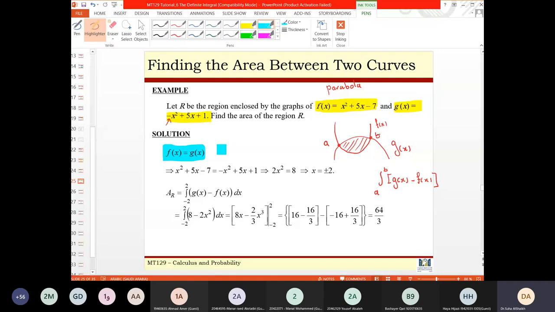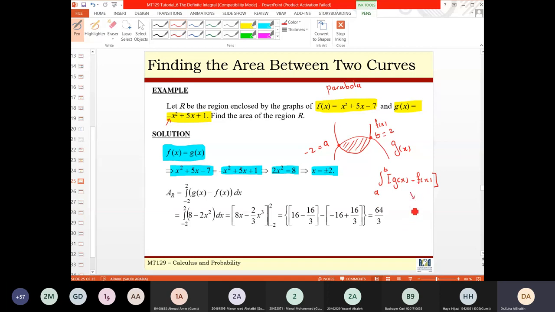So this is f of x, it's x squared plus 5x minus 7. This is g of x, it's minus x squared plus 5x plus 1. Solve it. If you bring everything to the left-hand side, you will get 2x squared equals 8. Then x squared equals 4. So x is equal to what? Plus or minus 2. So this is the minus 2 and this is the plus 2.